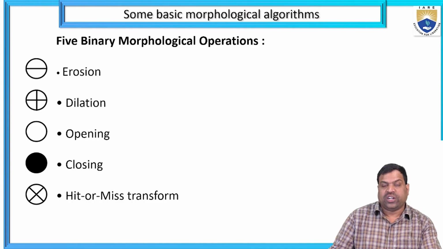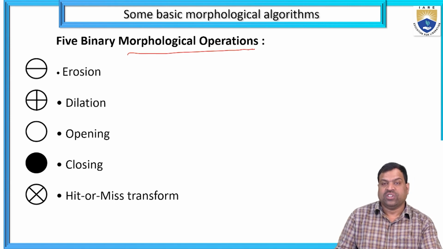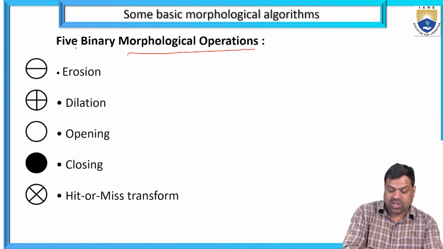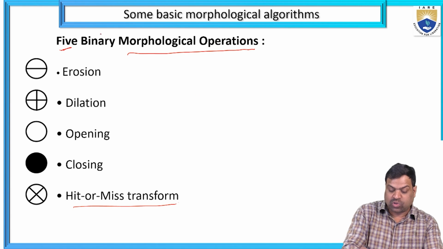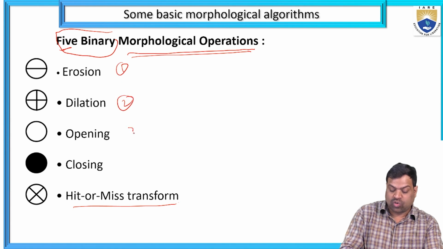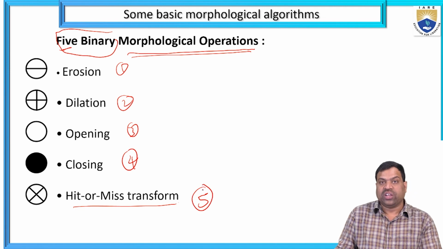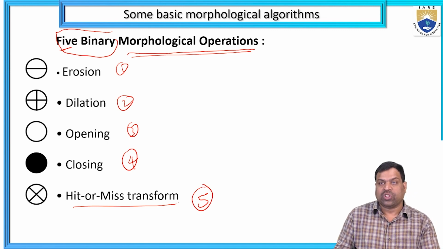Dilation and erosion are types of morphological operations. There are four types of binary morphological operations, but we are using five, because the hit or miss transform is also there. So, totally five binary morphological operations are there: erosion, dilation, opening, closing, and hit or miss transform. In these five, we are discussing erosion and dilation.